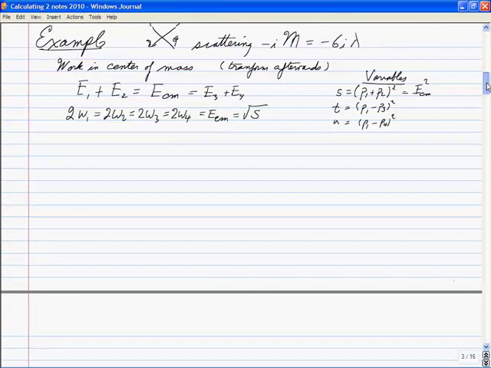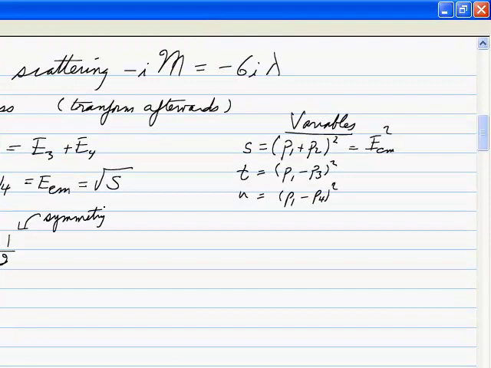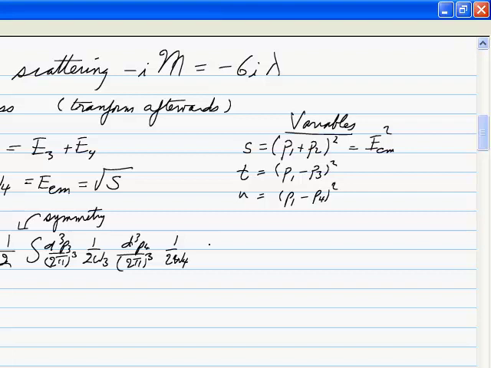Our formula for the cross-section is d sigma is 1 over 2 omega 1, 1 over 2 omega 2, 1 over the magnitude of v1 minus v2. The symmetry factor is a half because we have two identical particles in the final state. Then the integral d3p3 over 2 pi cubed, 1 over 2 omega 3, d3p4 over 2 pi cubed, 1 over 2 omega 4, 2 pi to the 4th, delta 4 of p1 plus p2 minus p3 minus p4, and the amplitude is minus 6 i lambda squared.